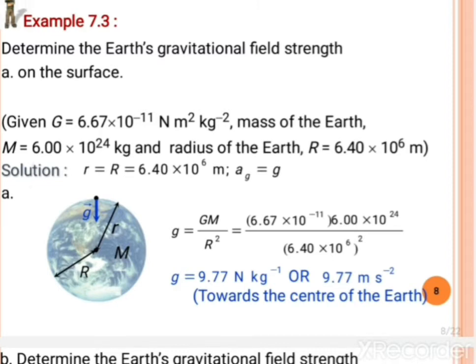Given mass of Earth 6 times 10 power 24 kilogram. Radius of Earth 6.4 times 10 power of 6 meter. And then we use the equation g equal to GM over R squared. Because the question asks on the Earth's surface, the value of R will be equal to the radius of Earth. So the radius of Earth was given here.